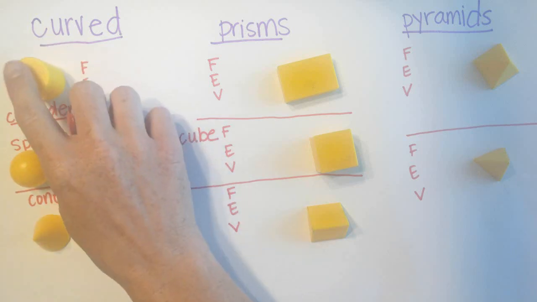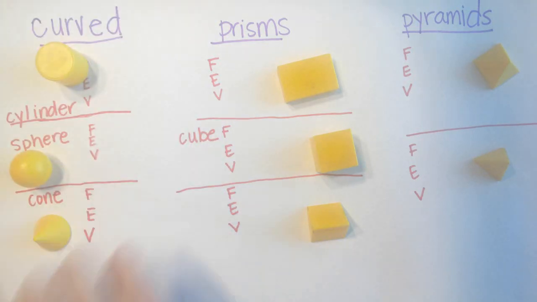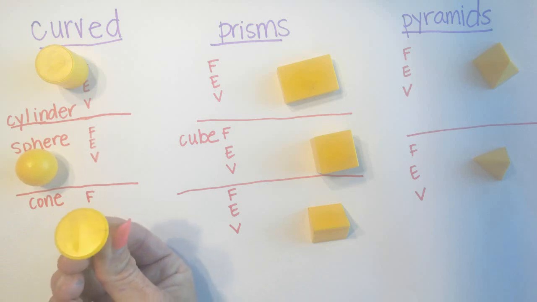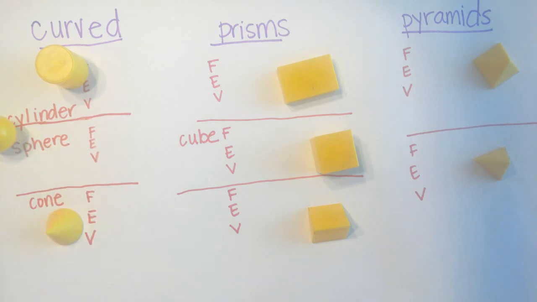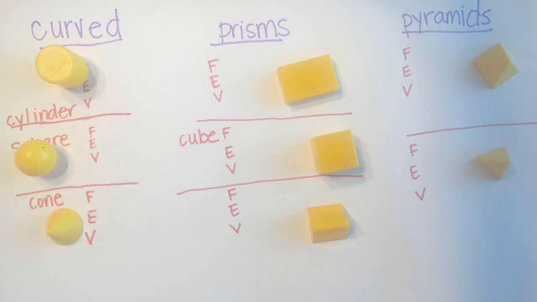So the top one we have is a cylinder. It looks like a can. Then we have the sphere, which is a ball, and I'm trying to get it to stay still. It might roll away. Then we have the cone at the bottom. Looks like an ice cream cone, upside down. Sphere likes to roll away.